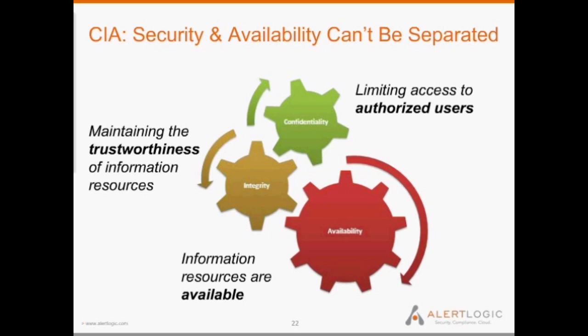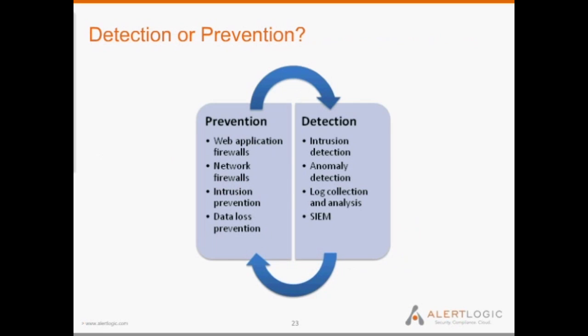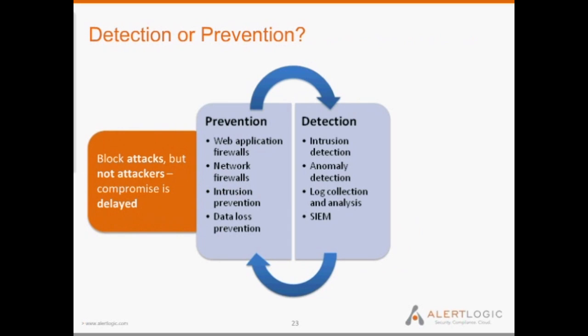So with that as kind of a requirements background, we'll talk about specific security solutions and the requirements for those. And really we'll frame this in terms of prevention and detection, those being two necessary elements to any good security model. On the prevention side, the goal is to block the attacks, but you can't really ever completely block the attackers. You can delay compromise, but you can never completely prevent it.